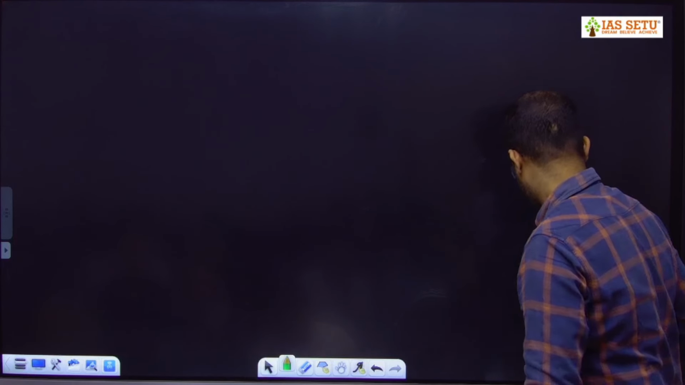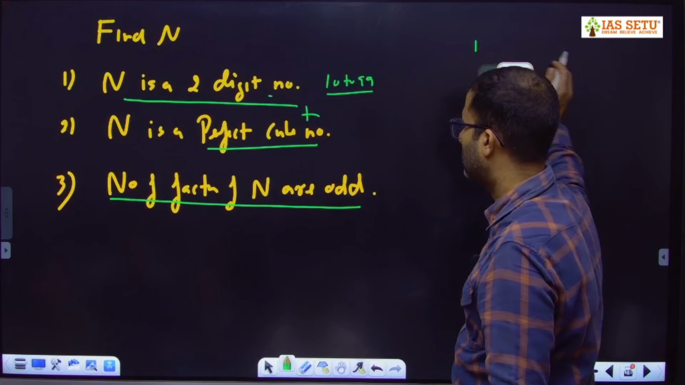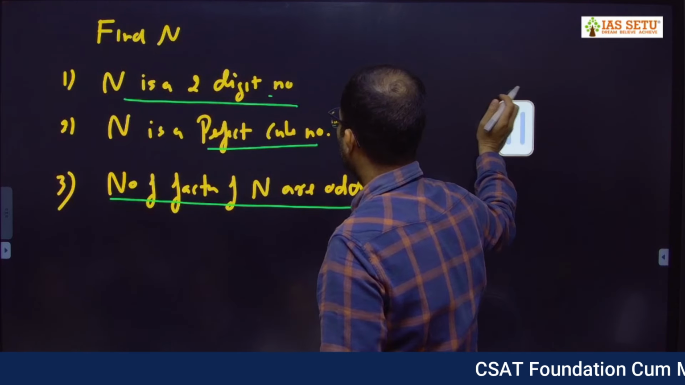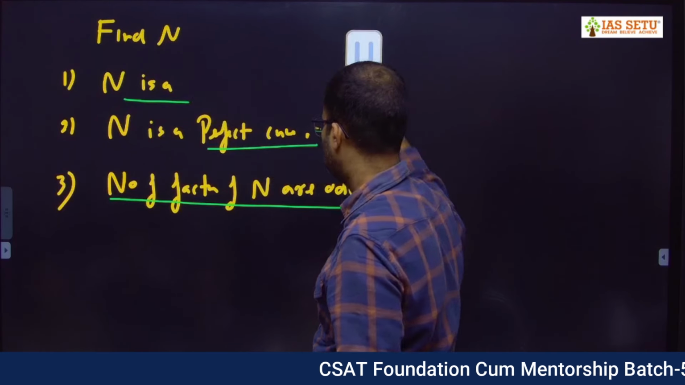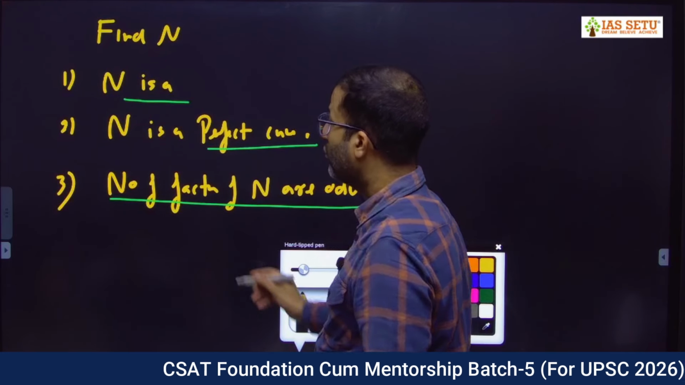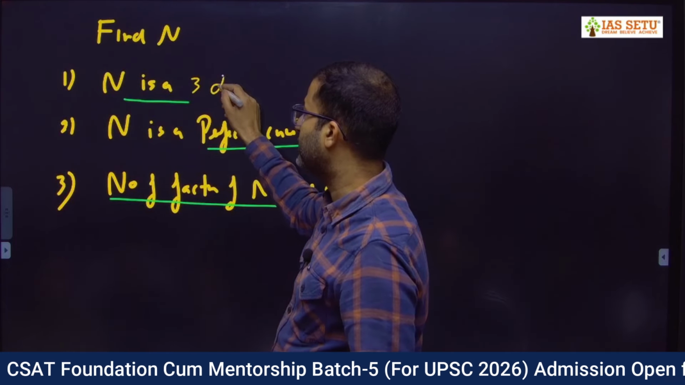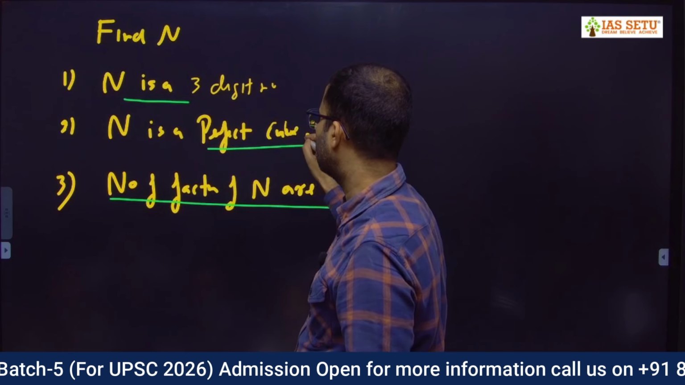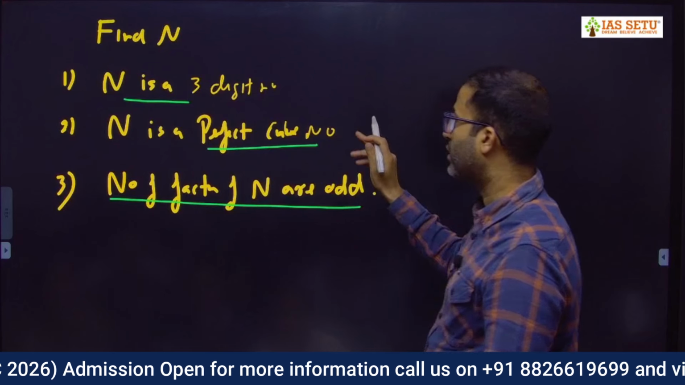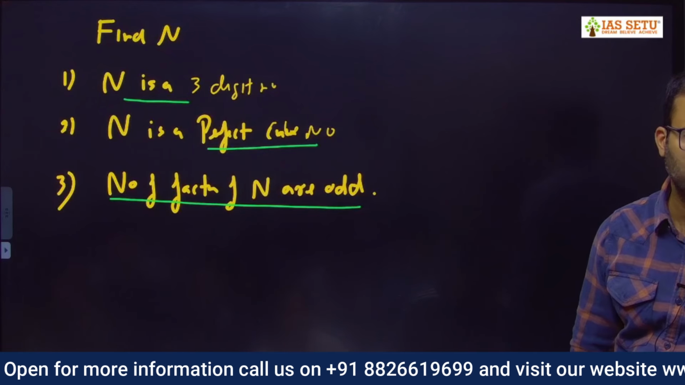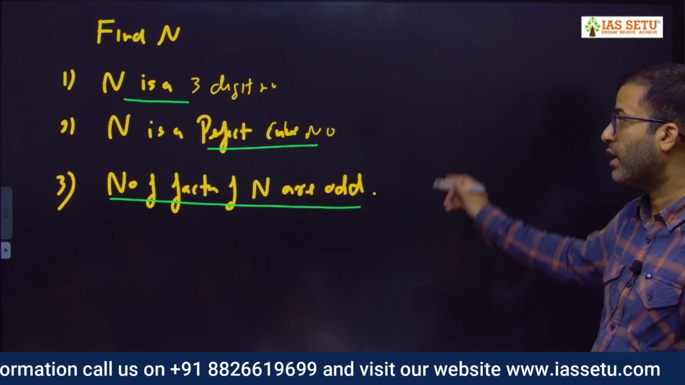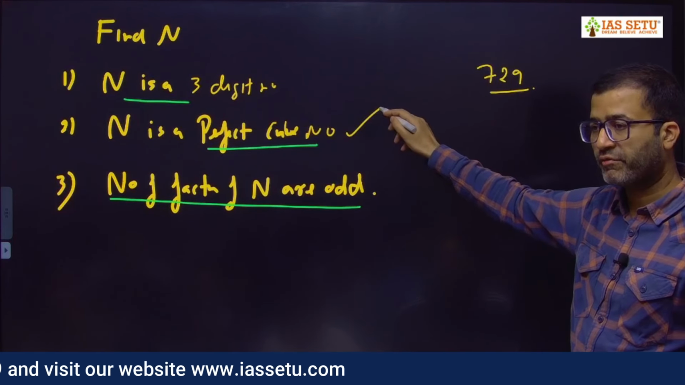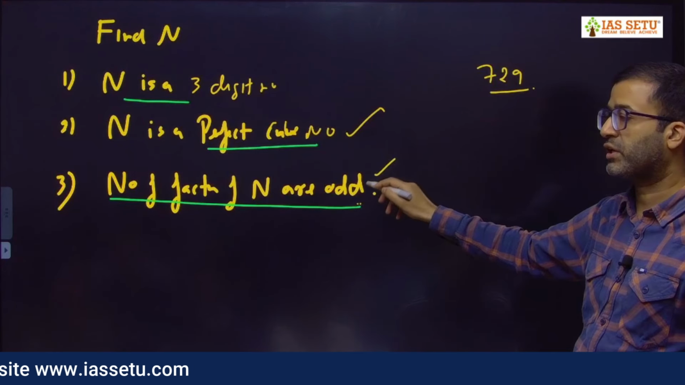Now my next question. Find n. n is a 3-digit number. n is a perfect cube number. Number of factors of n are odd. Tell me what is n now? 729, because 729 is the only 3-digit number which is a perfect cube और इसका मतलब भी perfect square है.